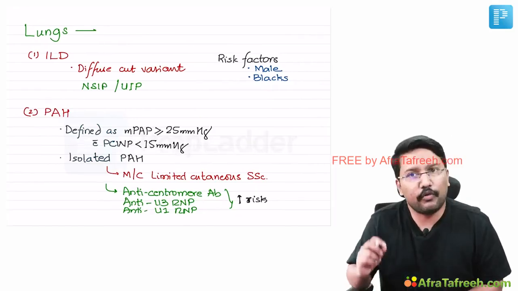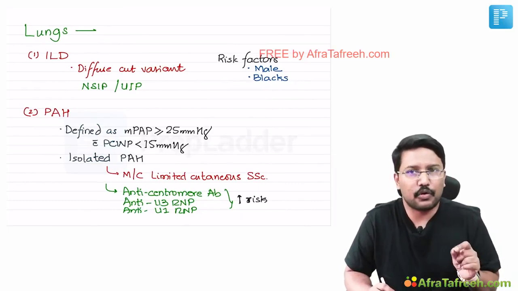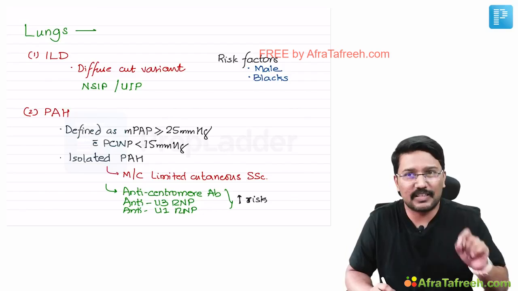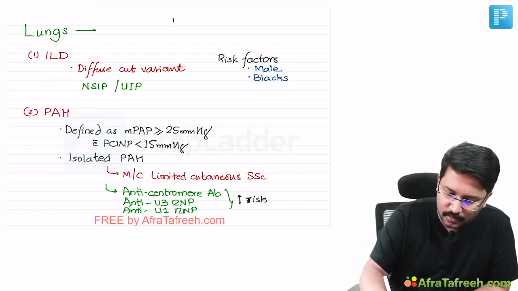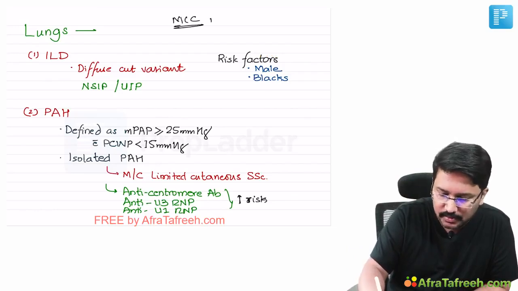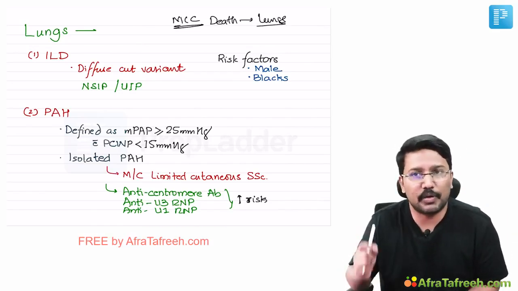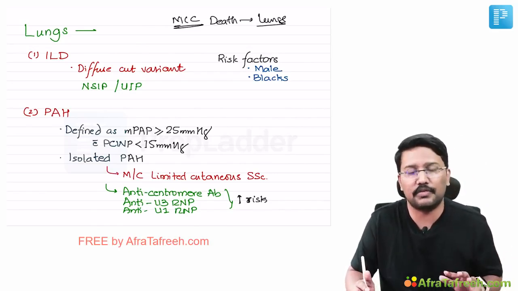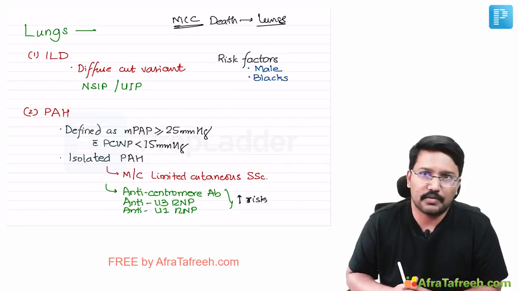Okay. Now coming to the involvement of the lungs, right? The most common affected organ is skin. The second most common affected organ is the GIT, but the most common organ responsible for deaths is lungs, right? So the most common cause of death in patients with systemic sclerosis is basically the involvement of lungs, which occurs in the form of interstitial lung disease as well as pulmonary arterial hypertension, right? We already know interstitial lung disease is more common in diffuse cutaneous variant, and isolated pulmonary arterial hypertension is more common in limited cutaneous variant, right?